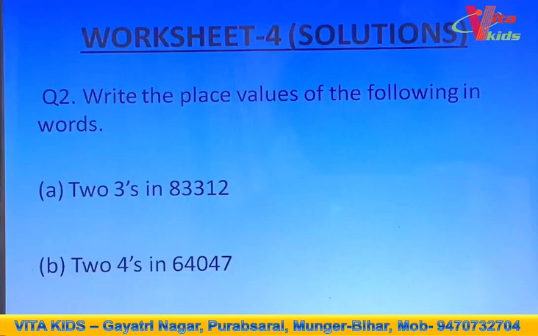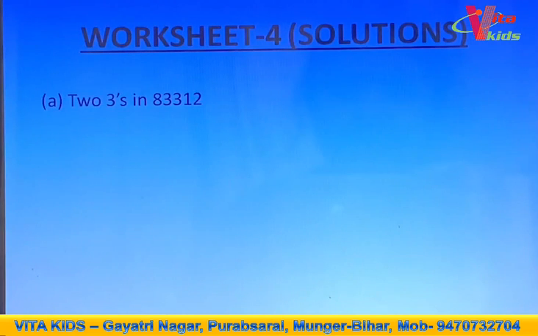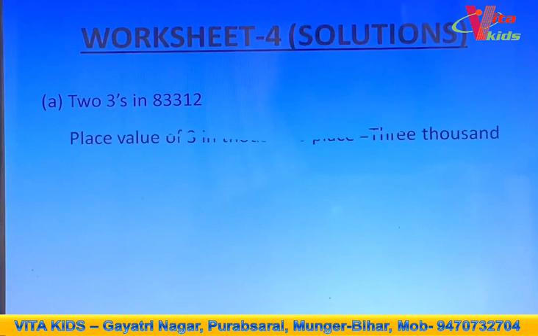Question number 2. Write the place value of the following in words. In the previous question, we had written the place value in figures. Now we have to write it in words. 2 threes in 83312. Here we have 2 threes. One 3 is at the hundreds place and the other one is at the thousands place. Place value of 3 in thousands place is 3000, and place value of 3 in hundreds place will be 300.